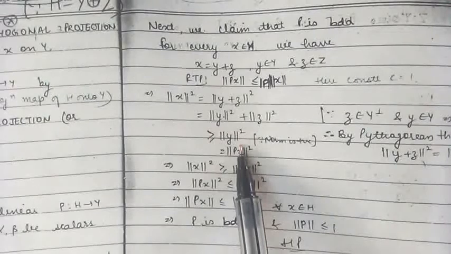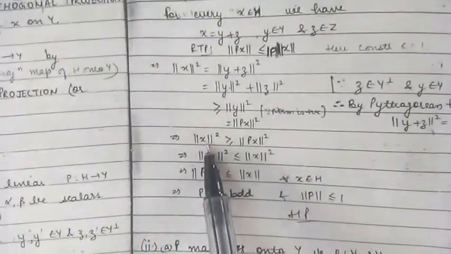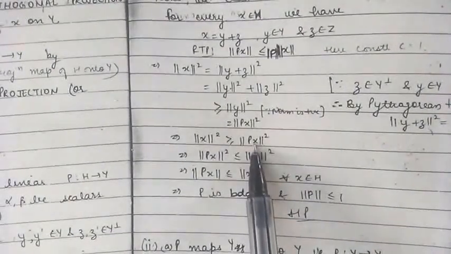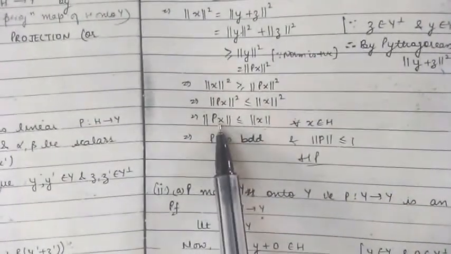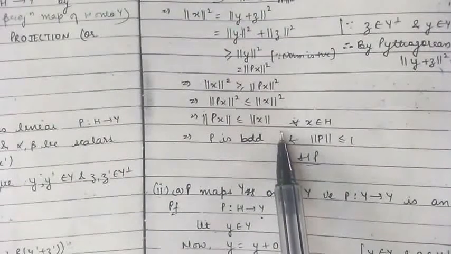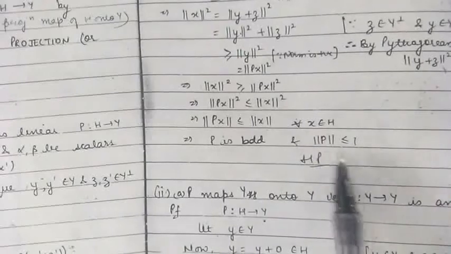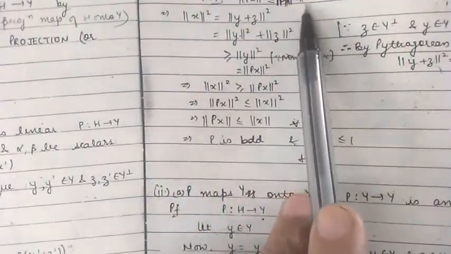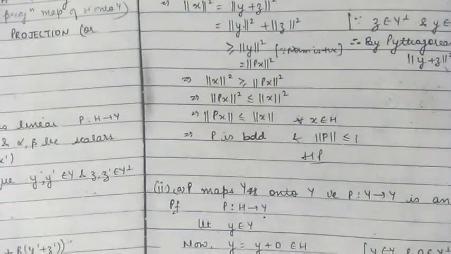Now what is y? y is P of x. So substituting the value, we get ‖x‖² is greater than or equal to ‖Px‖². So from here, taking the positive square root, we get ‖Px‖ is less than or equal to ‖x‖. So we have proved that P is bounded, and here the norm of P is less than or equal to 1. So this condition is satisfied. Hence, we have proved that P is a bounded linear operator.